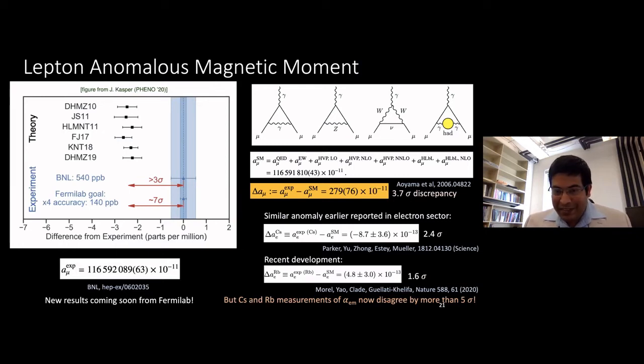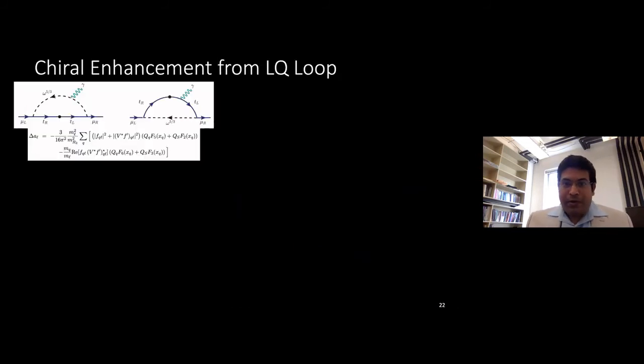This has to do with some experimental things which hopefully will be resolved soon. So I would not focus on the electron g-2. I'll just focus on the muon g-2, which seems to be more robust than the electron g-2. Okay, so since we mentioned leptoquarks, which can explain the B anomalies, we can also see whether they can explain the muon g-2.